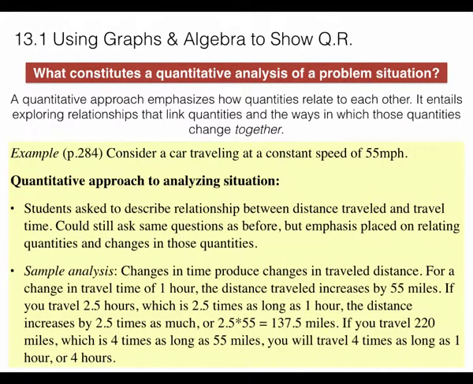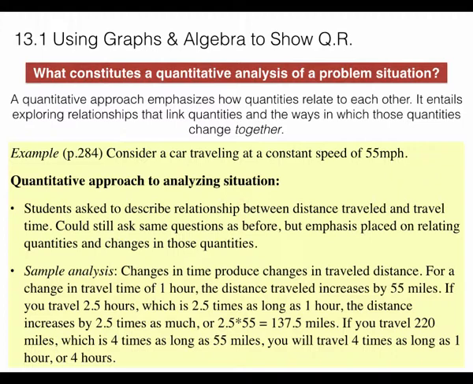So this kind of thinking, I've written out some examples here. Changes in time produce changes in travel distance, right? So as time elapses, the car moves because the car is traveling at a constant speed of 55 miles per hour. This is the first thing that we have to agree upon, right? And then for a change in travel time of 1 hour, the distance traveled increases by 55 miles. This is what Brandon told us, okay?